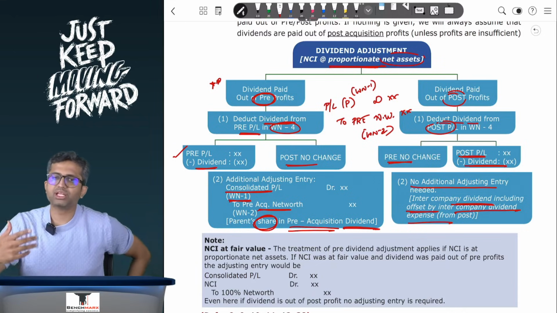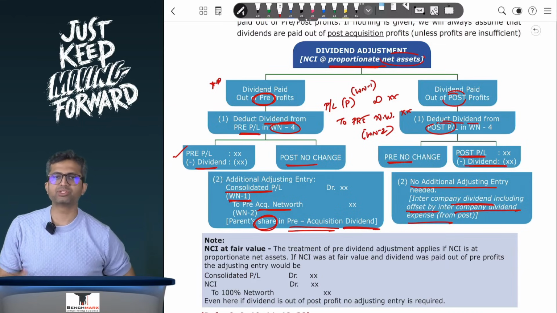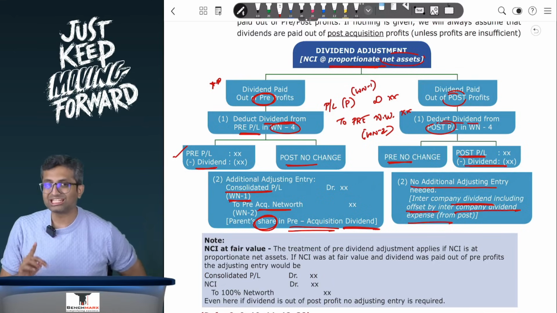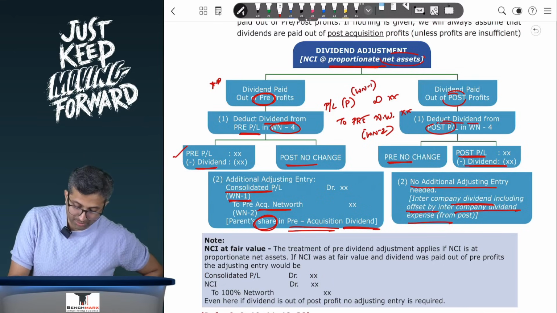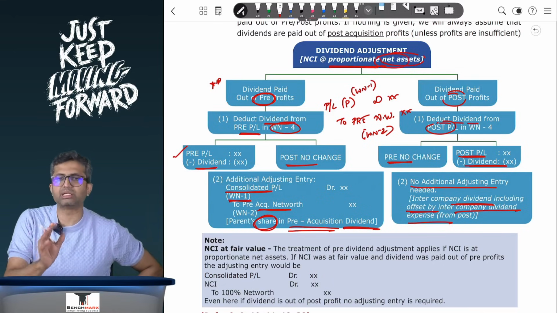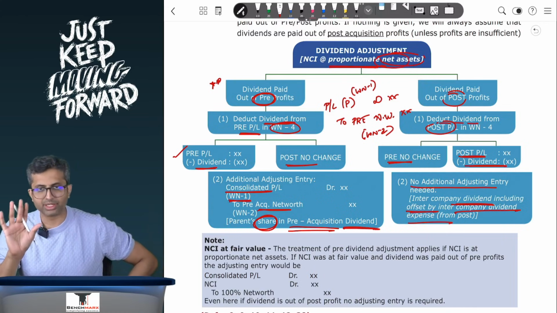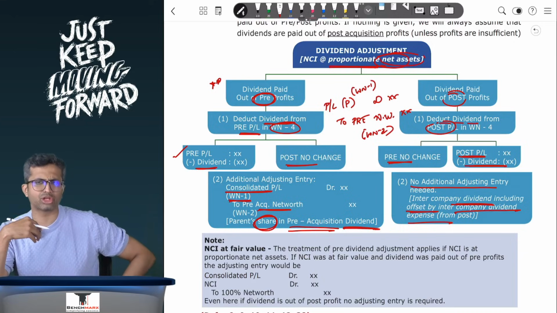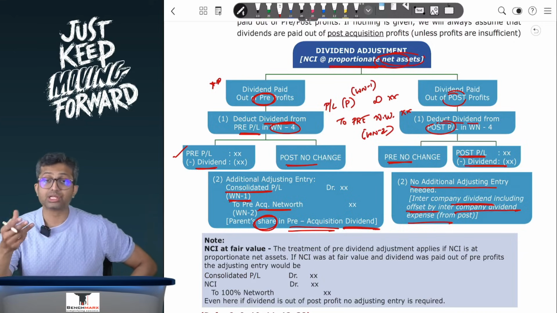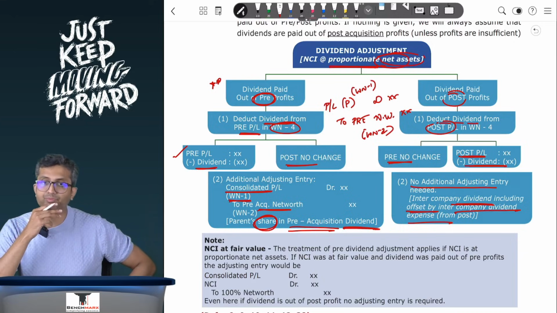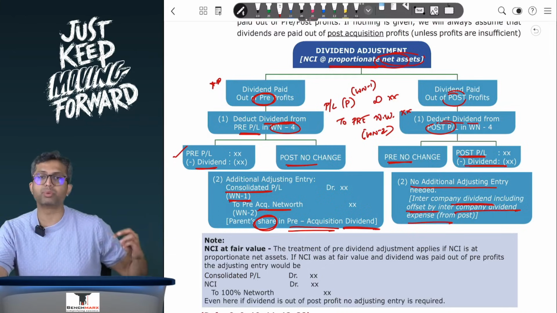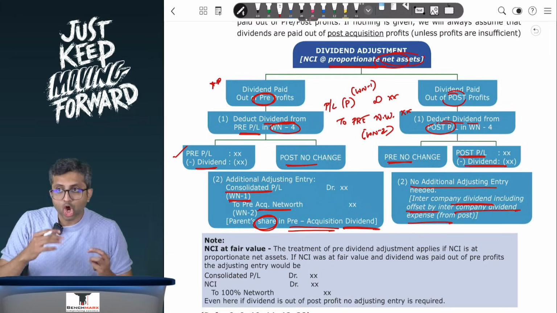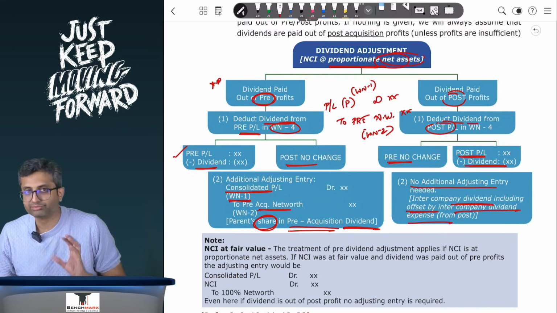So if the dividend paid was, let's say, 100, out of which 70 is going to the parent and 30 to the NCI. In case of the proportionate net assets method, you will pass the entry: consolidated P&L account debit 70 to pre-acquisition net worth 70. That's it. In my net worth, I'm just taking my share of the net worth, nothing else. But when NCI is at fair value method, my net worth will be 100% of the net worth. So my entry will be to pre-acquisition net worth, the entire 100 will go.